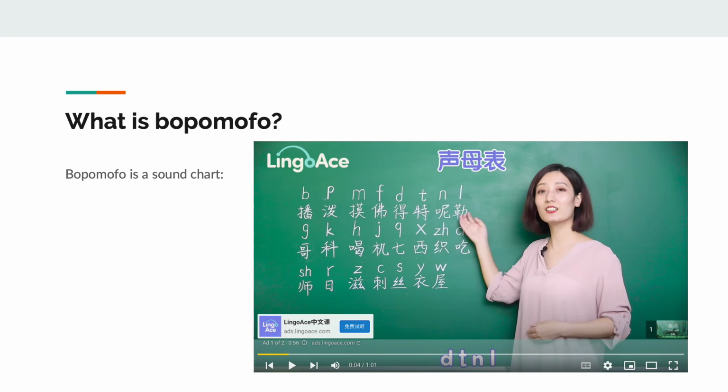This is a sound chart that contains all the consonants of Chinese. I will read them out loud now. 波坡摸佛 d t n l g k h j q x zh ch sh r z c s i u.